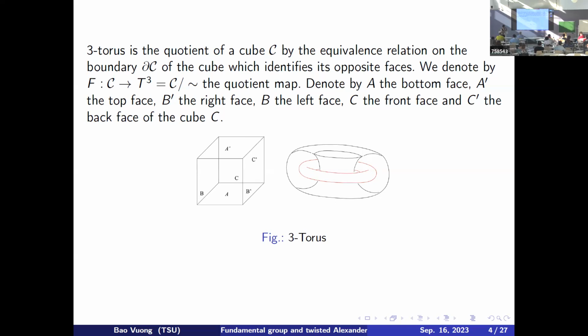As in the picture, we have the three-dimensional torus along with the cube. I will denote the map from the cube to the three-dimensional torus as EF, because when we embed disjoint circles, that is a link, in the three-dimensional torus, we embed them in the cube, and after that we glue, giving the embedding of circles in the cube here.